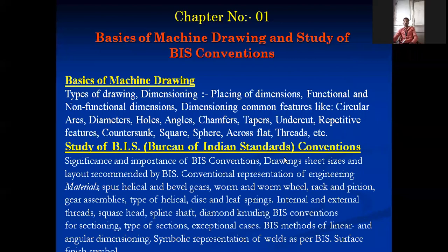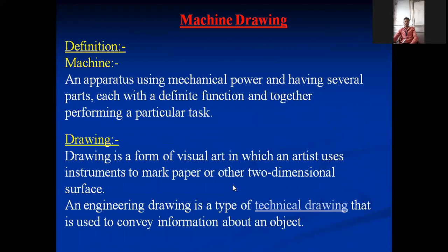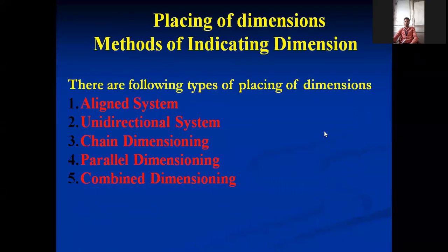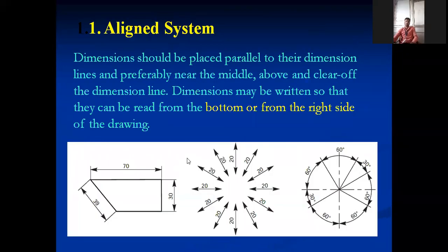So we will take a recap. You can see what we have seen till now. Almost 50% of the chapter we have studied. What we have seen: basics of machine drawing. This was the syllabus. We have discussed what is machine, what is drawing, different symbols, then placing of dimensions or methods of giving dimensions, that also we have discussed. Depending upon dimension, how many types are there, that we have discussed already.